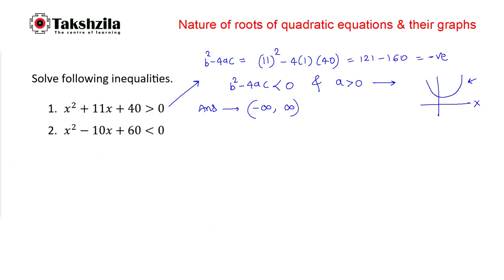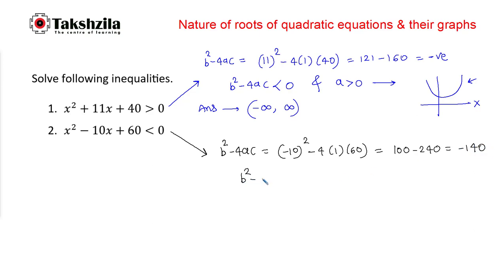Similarly, let's try the second inequality. Again, you can try to find the roots of this quadratic equation by splitting the middle term. You will not be able to find the roots. So to find the roots, we need to take the help of the value of b² − 4ac. So it becomes (−10)² − 4 into 1 into 60. So this becomes how much? 100 − 240. That is equal to −140. Over here also you can see that b² − 4ac is negative.